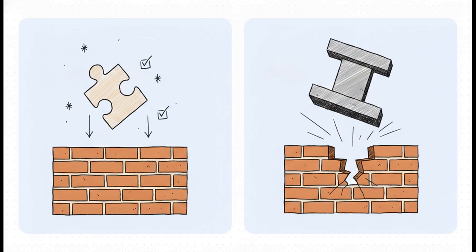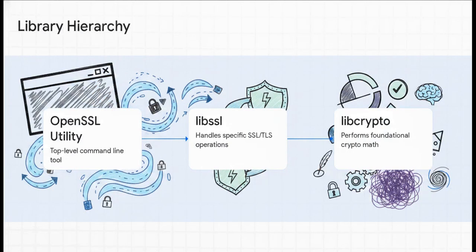But starting with version 3.0, they moved to a new scheme using a patch digit instead of a letter. Keep in mind, in both schemes, changing the major release number is absolutely not backwards compatible. A major upgrade means you really need to test your applications to make sure nothing breaks. Under the hood, it's basically a strict three-tier hierarchy. Right at the top, you have the OpenSSL utility. That's the command line tool you and I actually interact with.